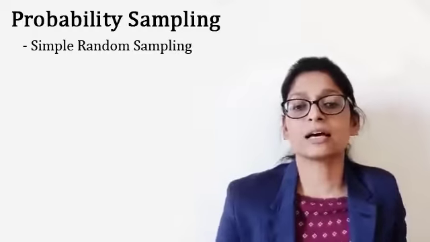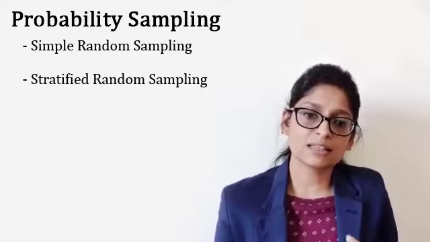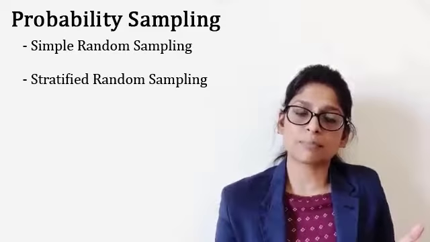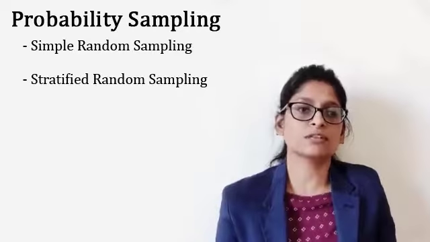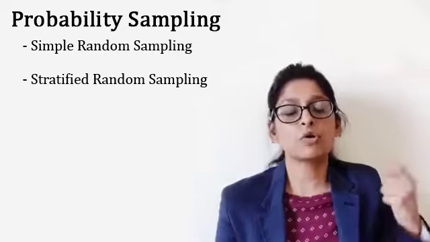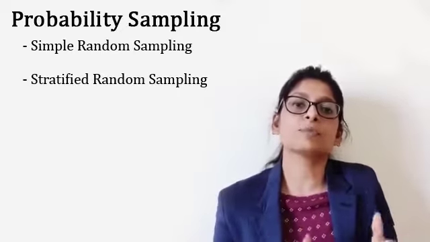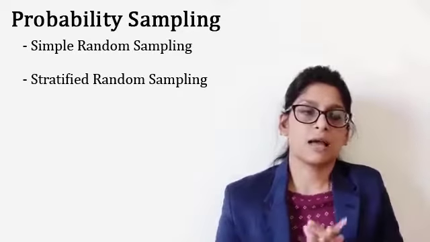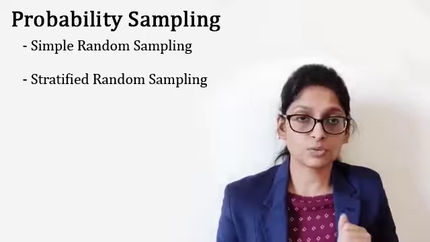Then the second type that we have is stratified random sampling. This is similar to random sampling when we talk about the randomization process, the process where we are picking up individuals for the sample. But before we proceed to that part, here we first divide the population into strata. Like if we take the same example of the primary school students.